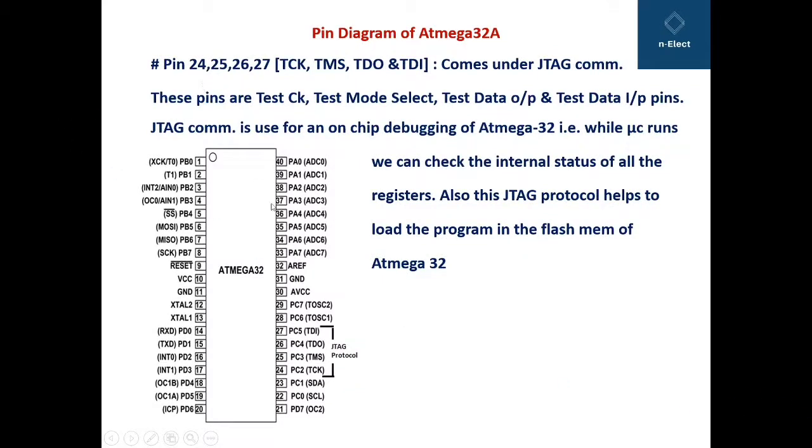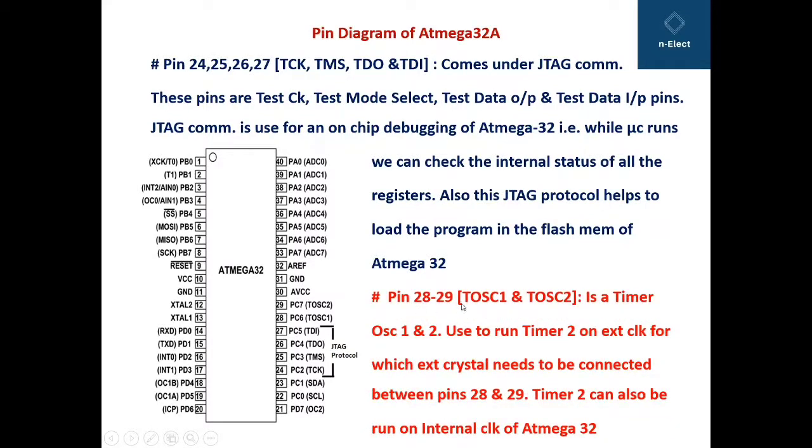Pin number 24, 25, 26 and 27, that is TCK, TMS, TDO and TDI, come under JTAG communication. These pins are the test clock, test mode select, test data output and test data input pins. JTAG communication is used for on-chip debugging of the ATmega32, that is, while the microcontroller runs, we can check the internal status of all the registers. Also, this JTAG protocol helps to load the program in the flash memory of the ATmega32.